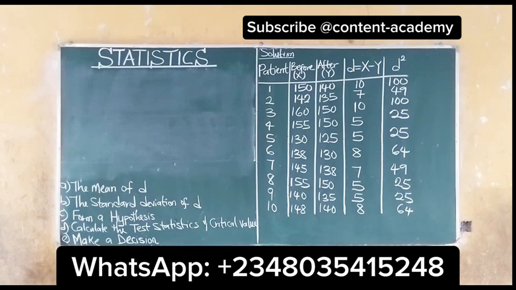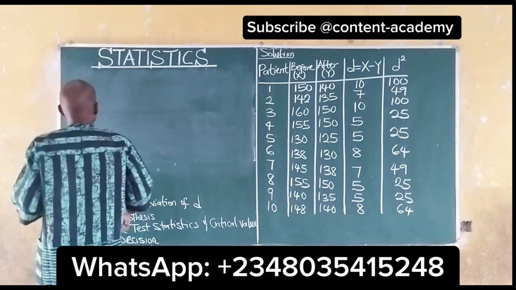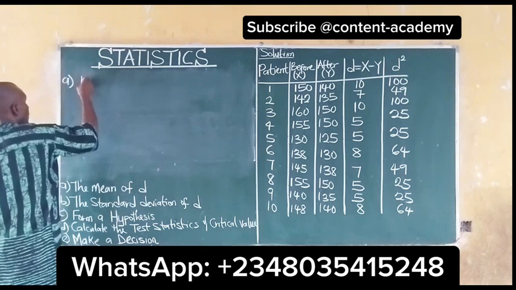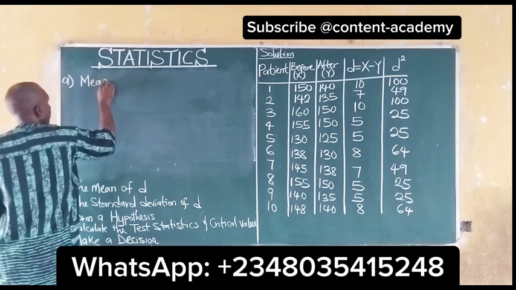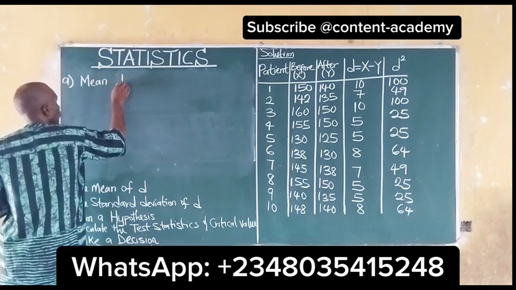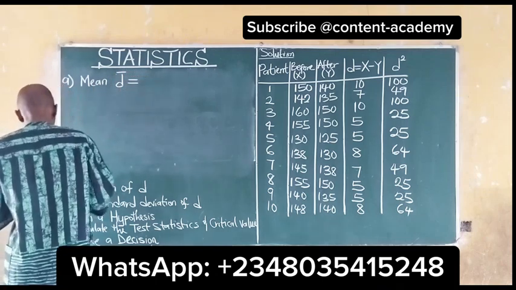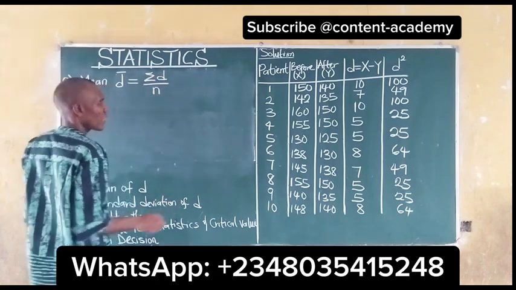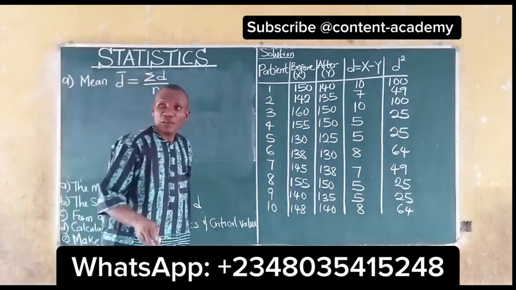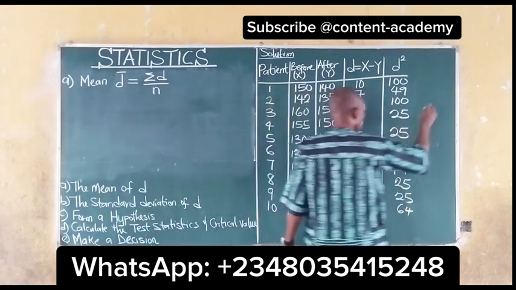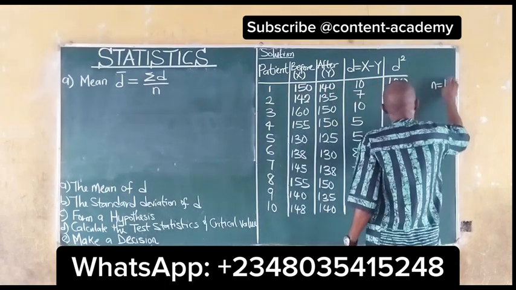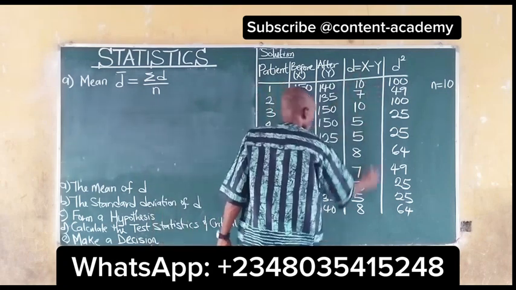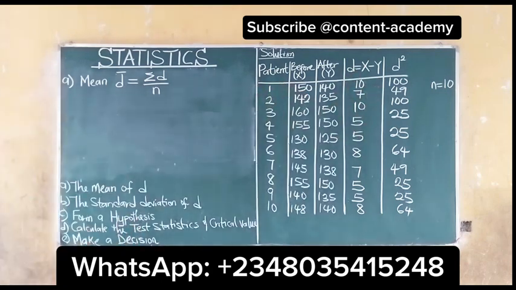All right, we have that of the mean. The mean of the difference, which is denoted as d bar, will be equal to summation of d all over n. Now, what is n? n is the number of observations. Here we have 10, so n is equal to 10. What is summation of d? We solve the whole of this.